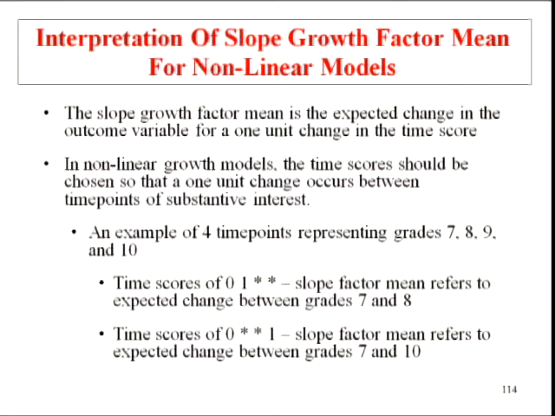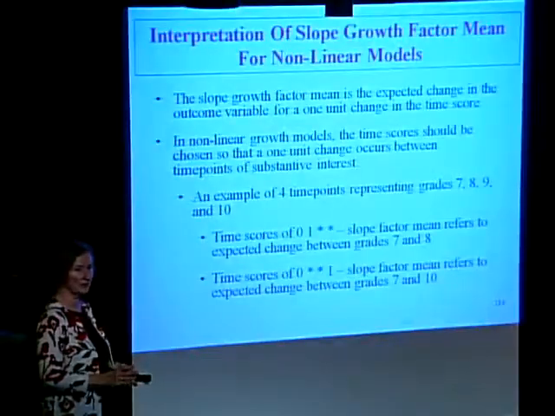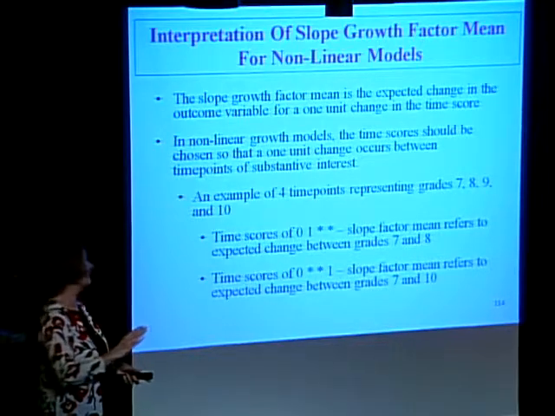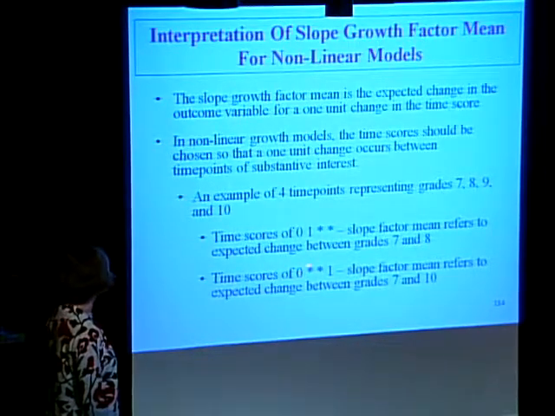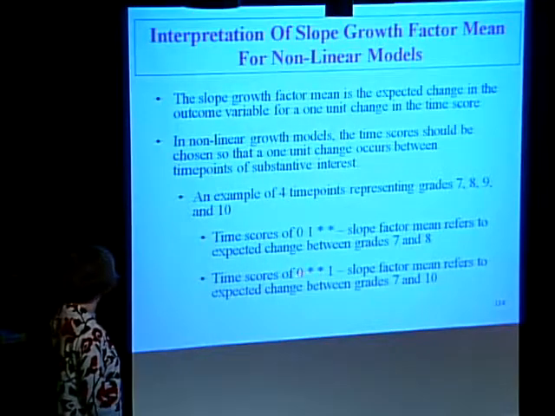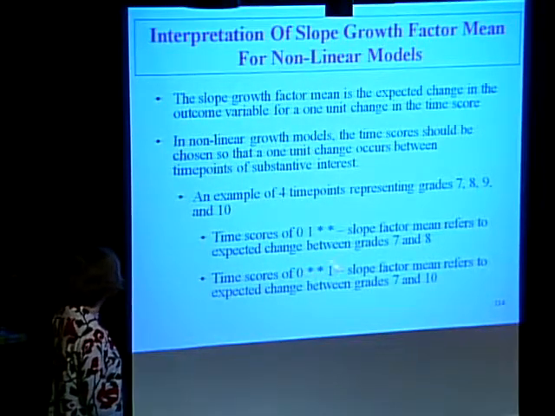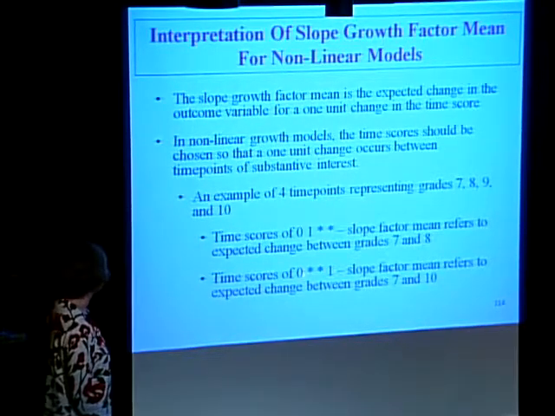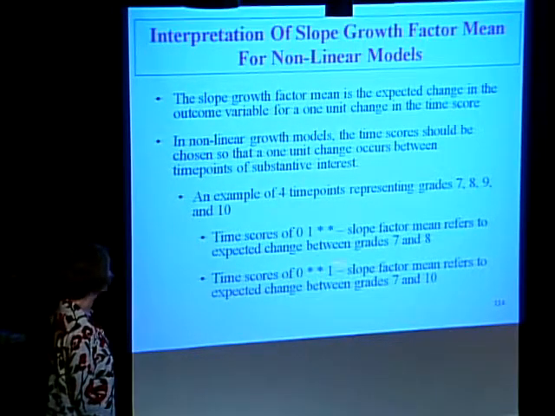So if you choose to use free time scores, which is a good way of capturing acceleration or deceleration, just remember that when you interpret the slope growth factor, you need to keep in mind that it doesn't apply over all time points. It only applies between the 0 and 1 here. It doesn't apply between time 1 and 2, and 2 and 3, and 3 and 4, just between 0 and 4.